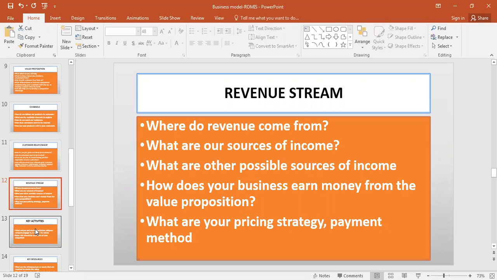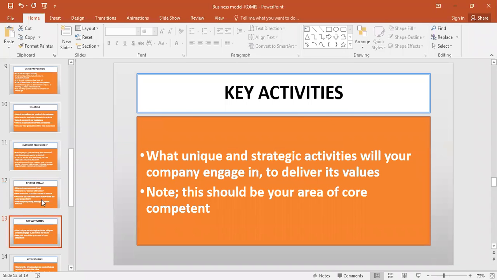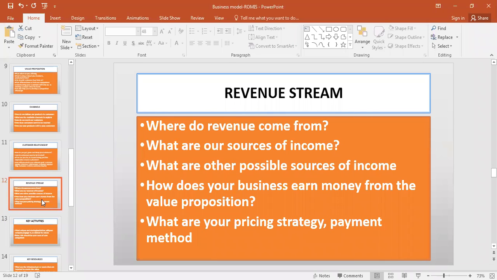So if you can get your customer relationship right, the next is what? Revenue stream. The next is revenue stream. Ask yourself, where does money come from? What are our sources of income? If you're already in business, what are your sources of income? List them out. Somebody is into, okay, give me a business idea that I can use as an example for this revenue stream.